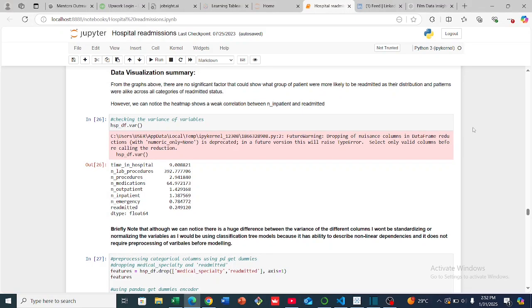So I'll be ending this video here as this video is already quite long. In our next video, we'll be looking at how I pre-process the features and target variables and the various models that were created.